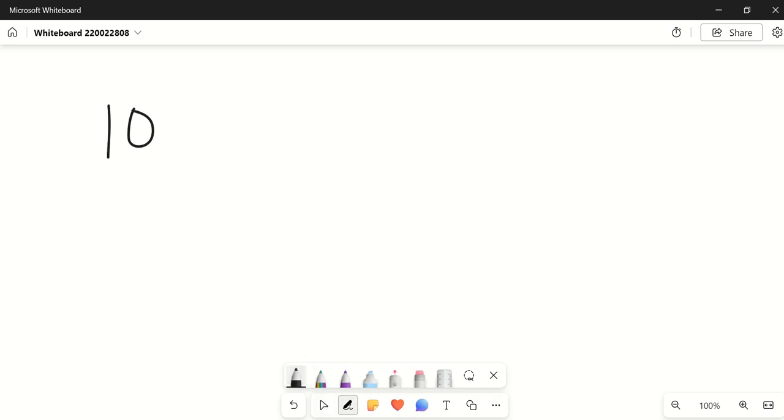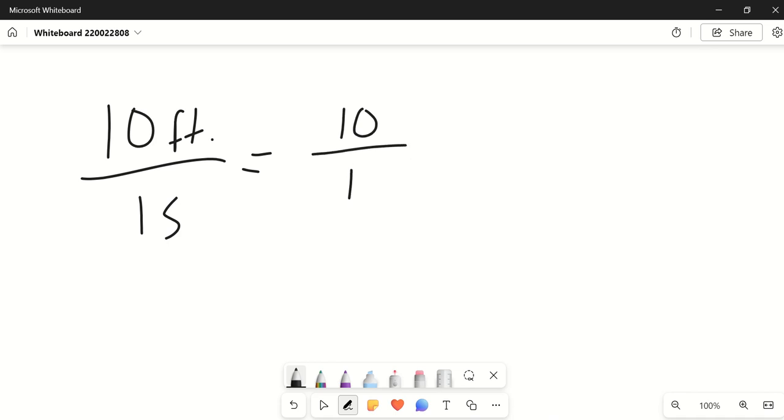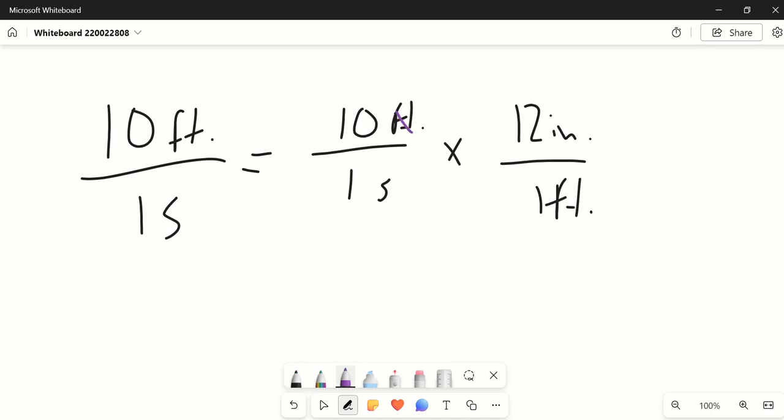So this is 10 feet per 1 second. The dimensional analysis here would still be 10 over 1, feet and seconds, but we'd be multiplying it by what 1 foot equals, which is 12 inches. Okay? What we would do then is ignore the measurements and just multiply straight across, which would be 120 over 1.